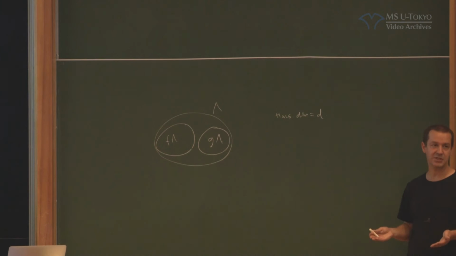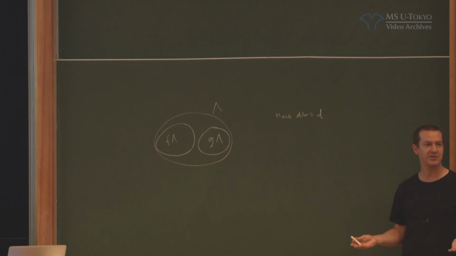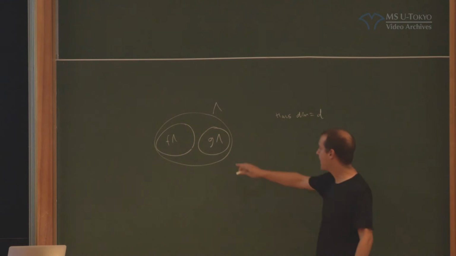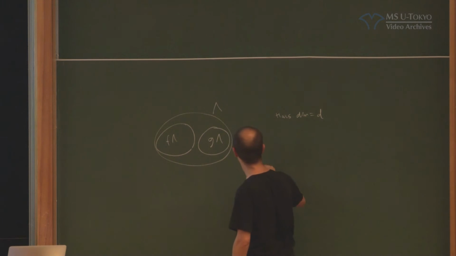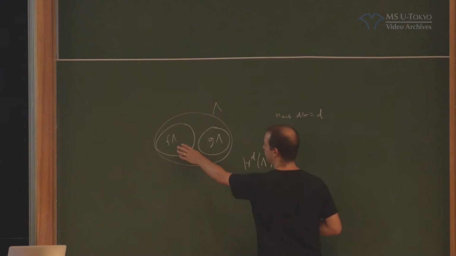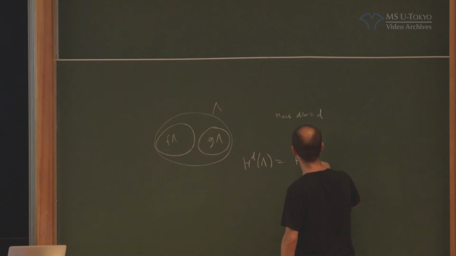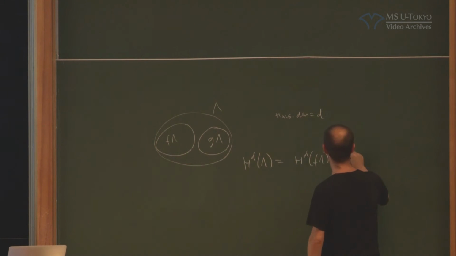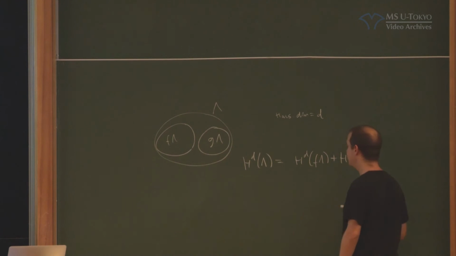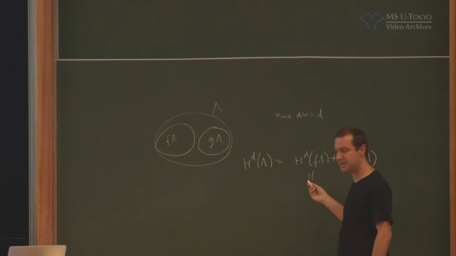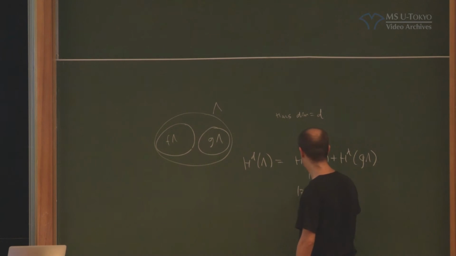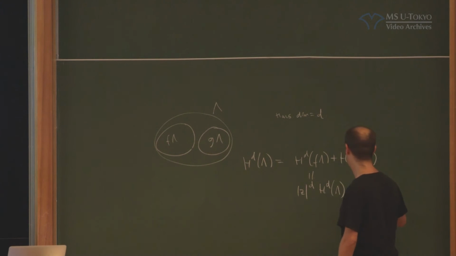Whatever it is, if you take something and scale it linearly by some factor, the D-dimensional Hausdorff measure scales by that factor to the power of D. That's almost the definition of it. So whatever the D-dimensional Hausdorff measure of lambda is, it's equal to the Hausdorff measure of f lambda plus the Hausdorff measure of g lambda. But this is just the scale factor to the power of D times the Hausdorff measure of lambda, and so is this.